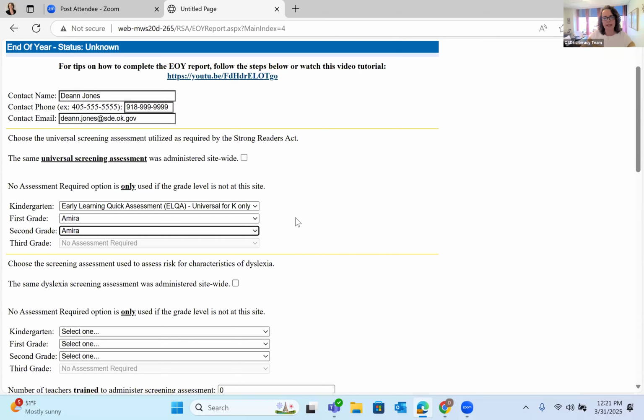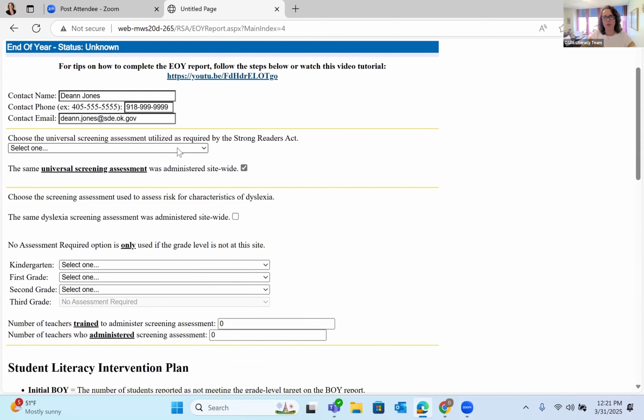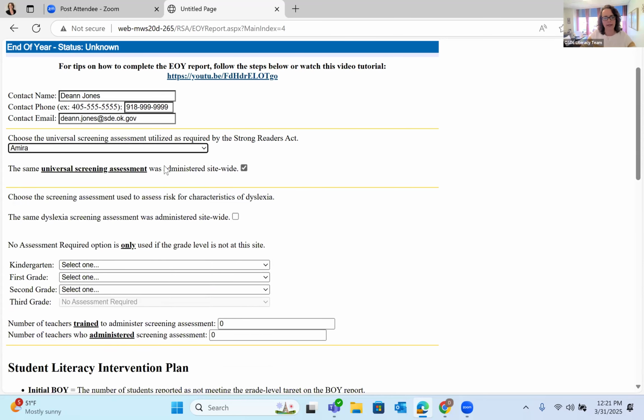But if you are using the same screener for all grades served by your site, you can just click this right here at the top that says the same universal screening assessment was administered site-wide. And if you click that, then it's only going to give you a drop down where you'll only select one. And I'm going to go select that they did Amira site-wide. And then you won't have to put it in by grade level. So the only reason you would have to select one for each grade is if you are not using the same screener for each grade at your site. But if you're using the same one site-wide, you can click this and just enter it one time.